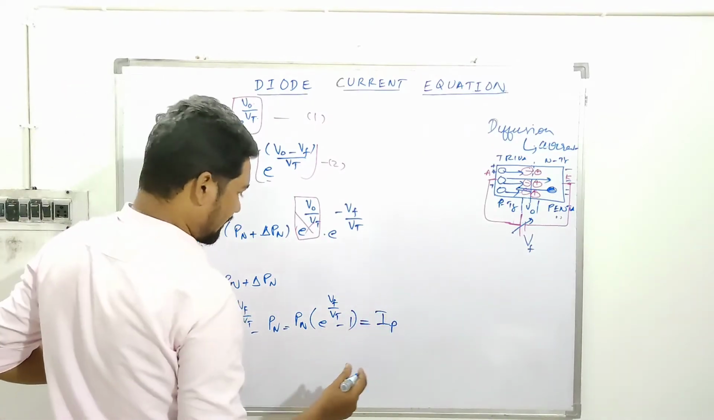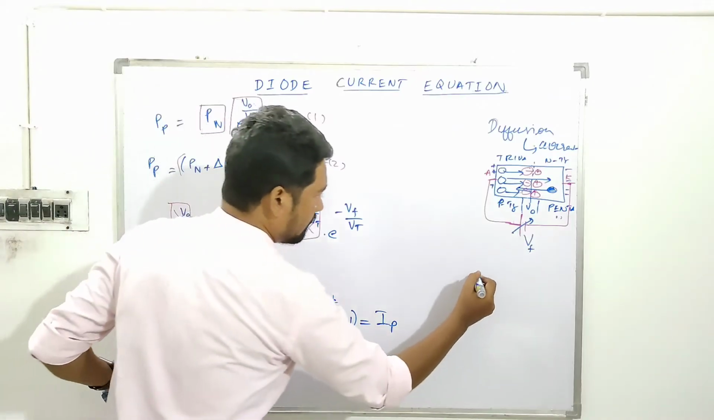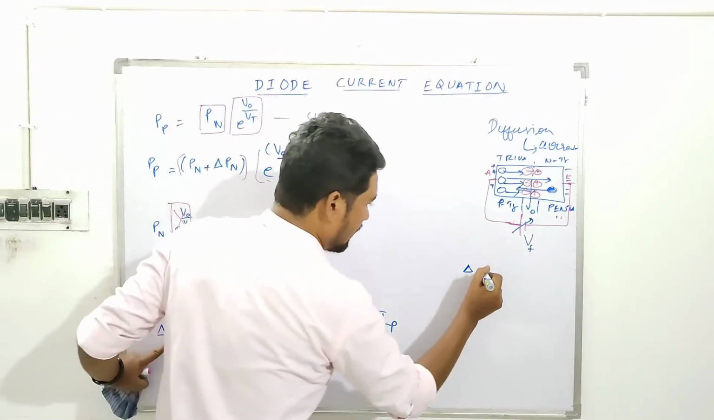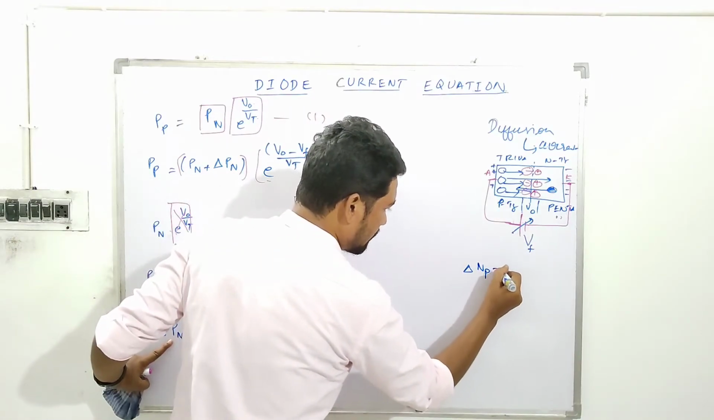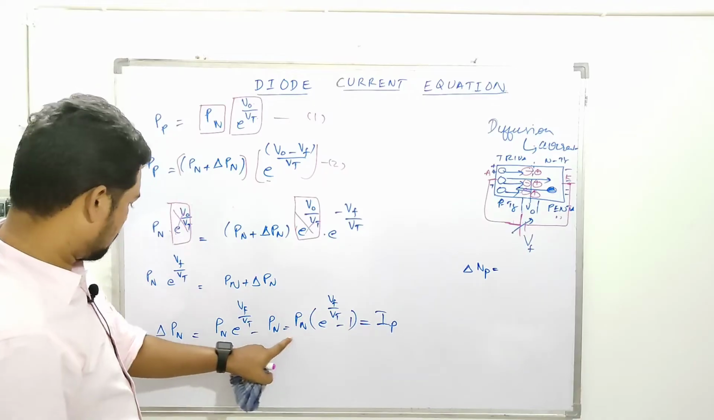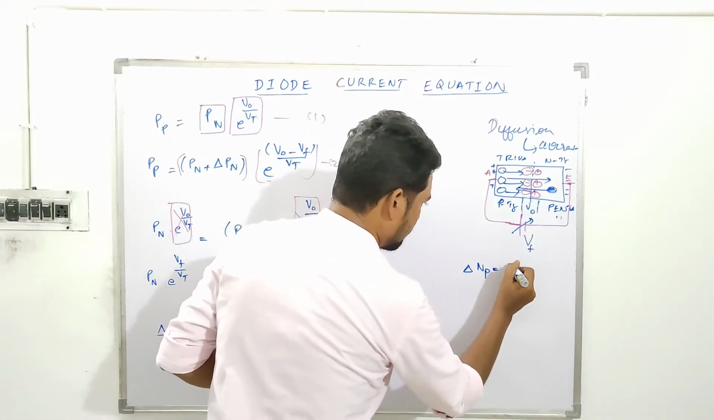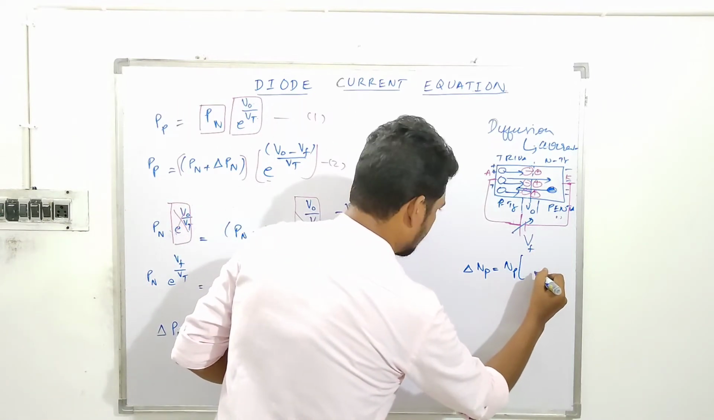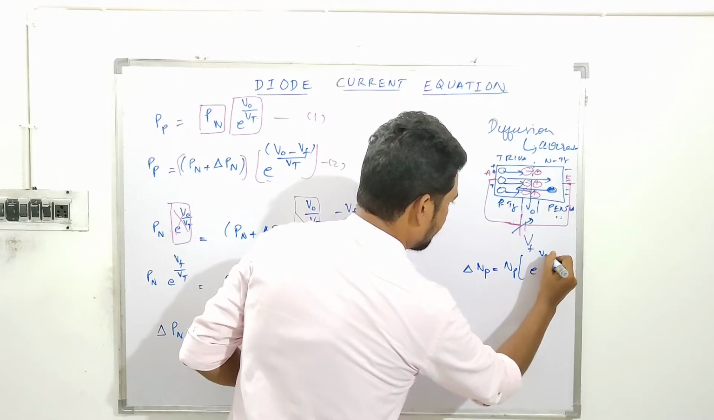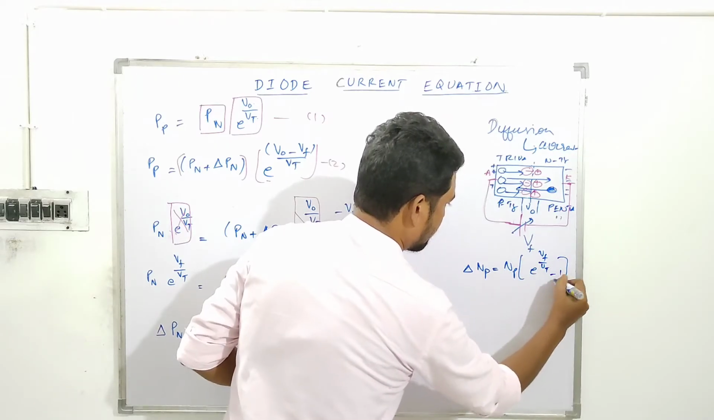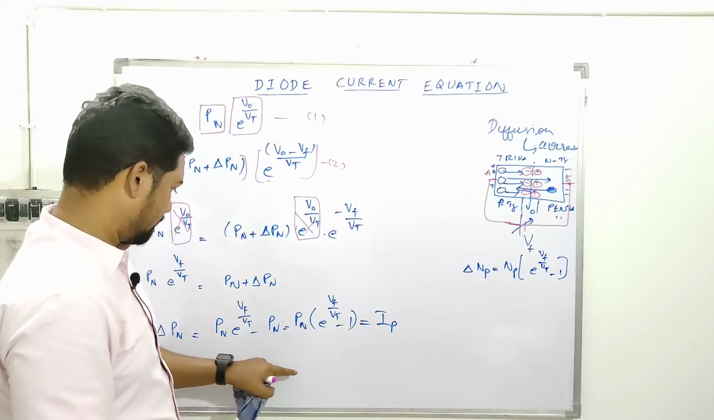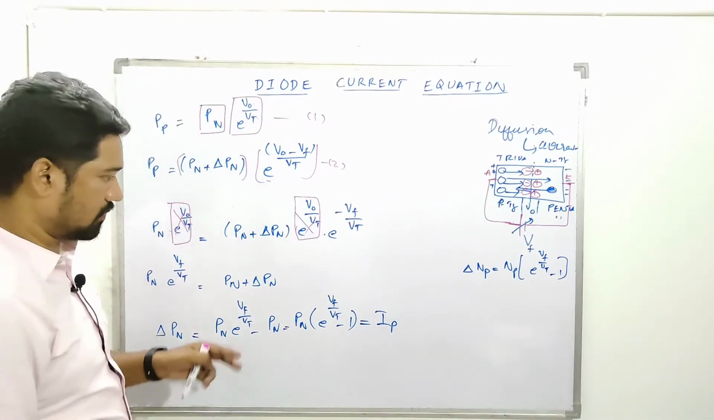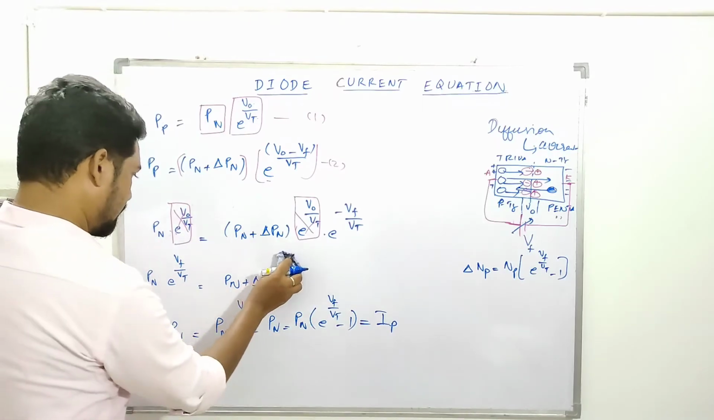So in that case, what will be delta p_n? It's for hole in the n region, so what will be delta n_p, electron in the p region? That will be the same thing as delta p_n, isn't it? So n_p into bracket open e raised to V_F upon V_T minus 1. So this is for the hole and this is for the electron. That's the advantage in this derivation. Whatever we speak about the hole, the same thing will happen with the electron.